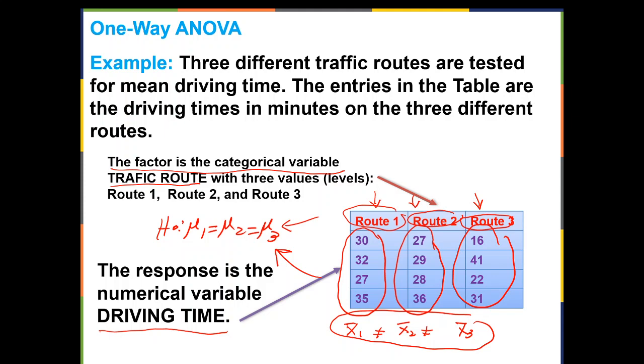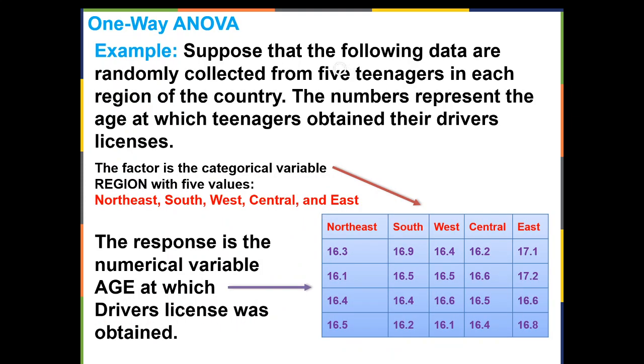Okay? All right, let's look at another example. Here we have, suppose that the following data are randomly collected from 5 teenagers in each region of the country. So we have north, east, south, west, and central. And from each region, we took how many teenagers? Looks like it's 5 teenagers in each region of the country. The numbers represent the age at which teenagers obtain. So it should be 4 here. I made it 4.